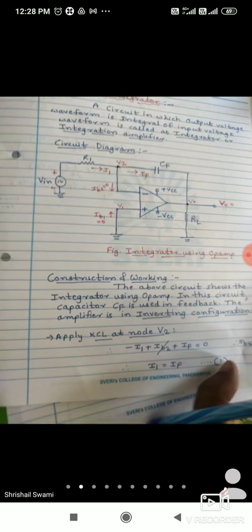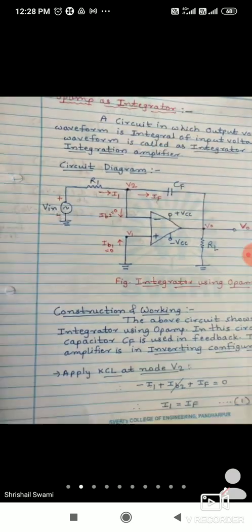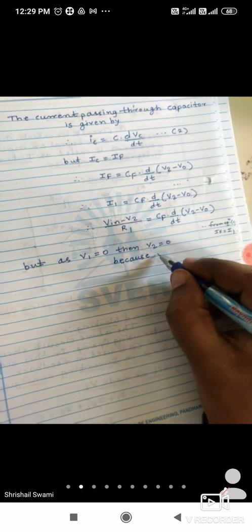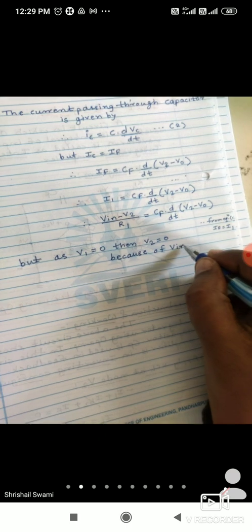Now, as V1 is equal to 0, because V1 means this voltage, the voltage at the non-inverting terminal is 0. Therefore, the V2 value is also 0 according to the virtual ground concept. As V1 is 0, V2 is also 0 because of the virtual ground concept.